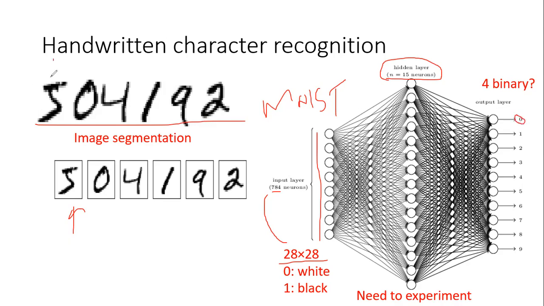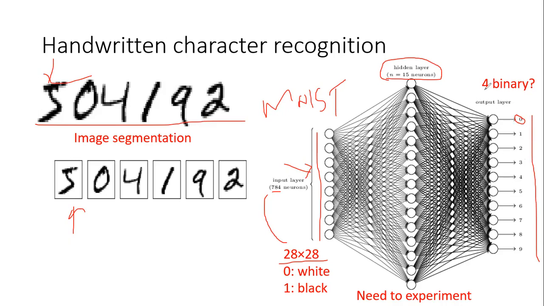So if I input 5 at the input layer as test data, then this whole output vector will be 0 0 0 0 0 1 0 0 0 0. Okay, so that's what we wanted to happen.